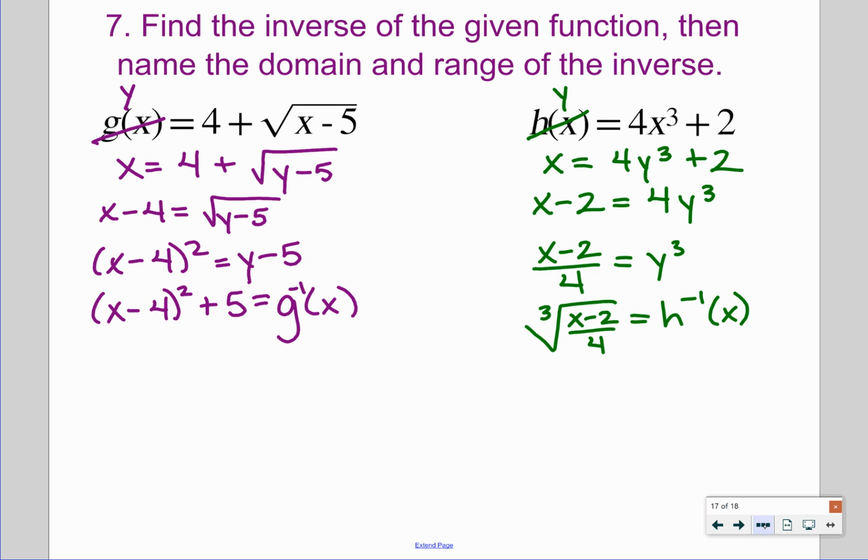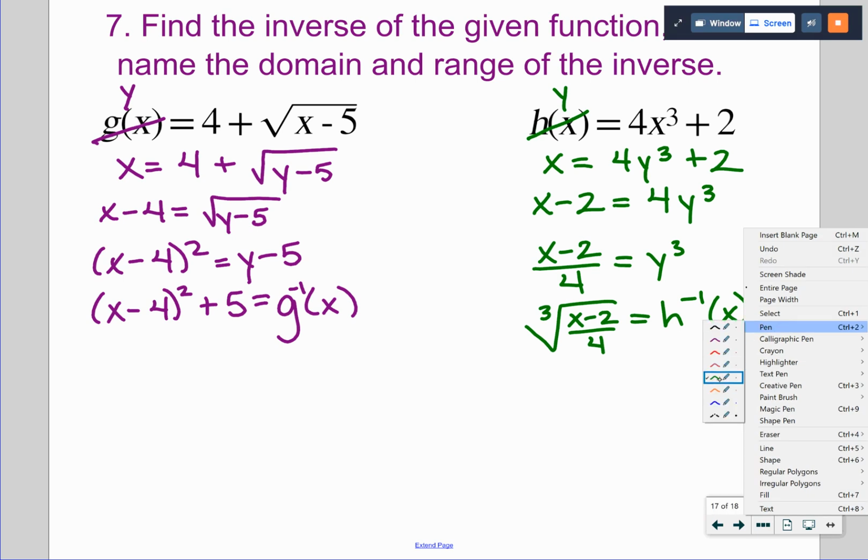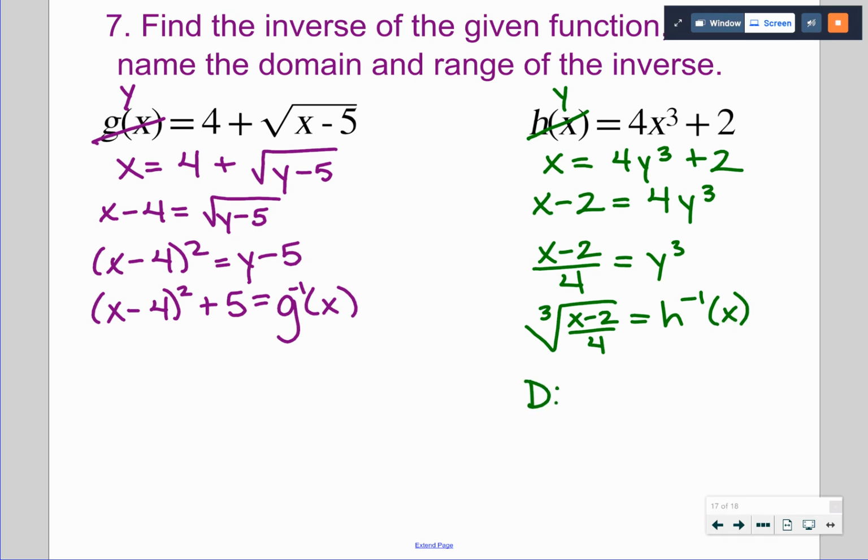All right, let's talk about domain and range. I'm going to do the one on the right first. Domain of the inverse. We're finding domain and range of the inverse. Does my inverse have any restrictions? Is there a square root or an even root? No. Is there a variable in the denominator? No. So the domain of my inverse is all real numbers.